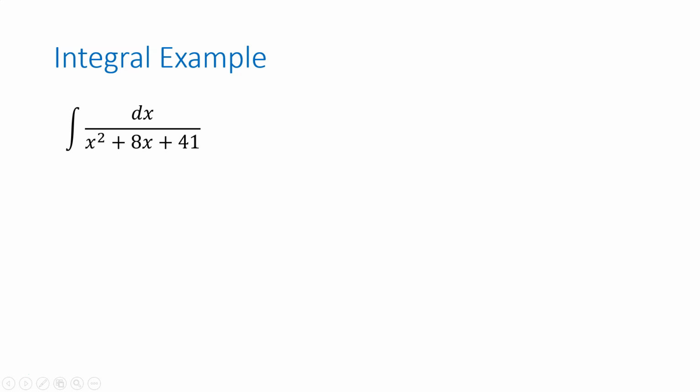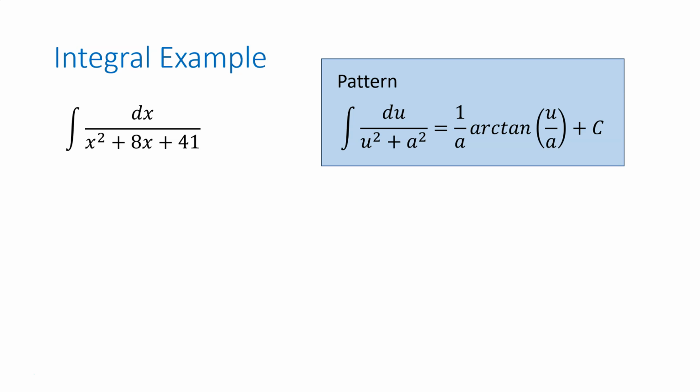We start with the integral of dx over x squared plus 8x plus 41. The pattern we want to use is the integral of du over u squared plus a squared, which equals 1 over a times arctangent of u over a, all plus c. We're going to complete the square to match this pattern.